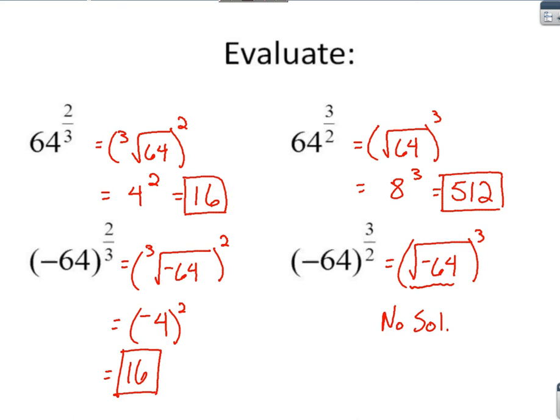Actually, I'm going to correct myself there. I'm not going to say no solution because I'm not solving any equation here. I'm going to say simply that this does not exist.